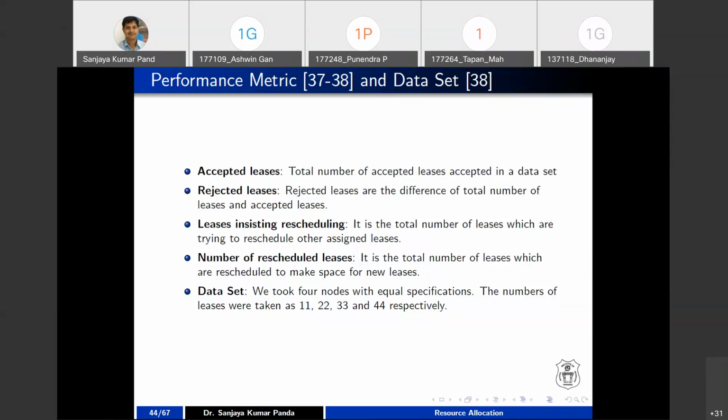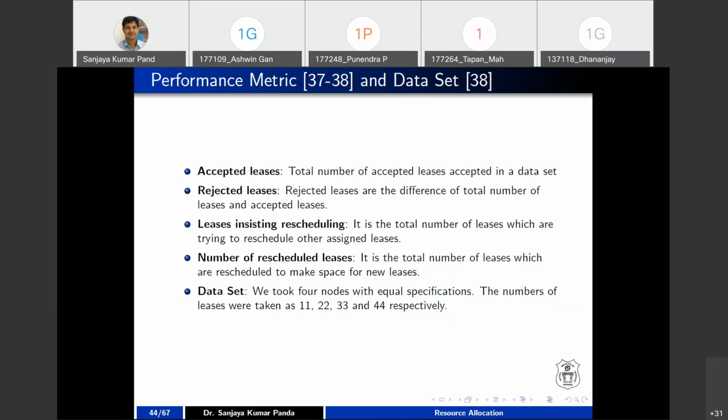It is the total number of leases which are rescheduled to make space for new leases. Suppose I am trying to reschedule L1, L2, L3. Then L1 and L3 are rescheduled, and L2 stays constant in the same position. So I can say the total number of leases rescheduled for accommodating L4 is 2, that is L1 and L3. There is a standard data set, I will show it to you.